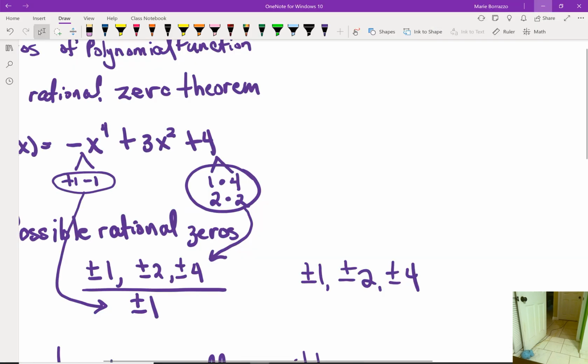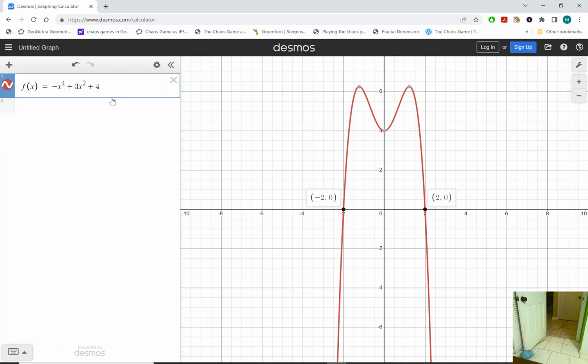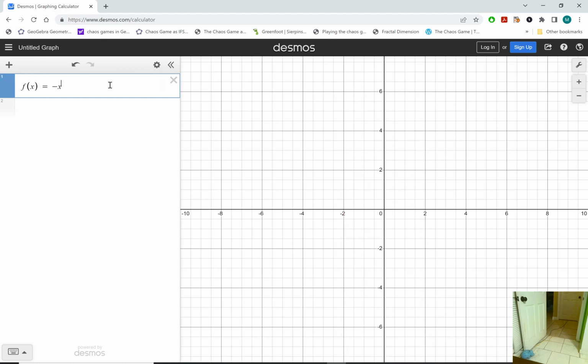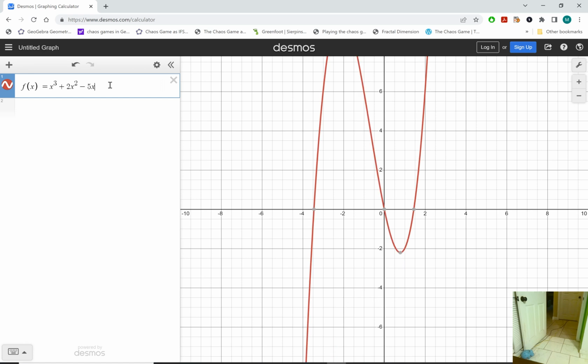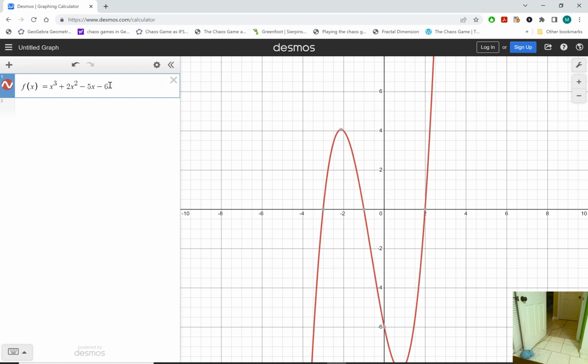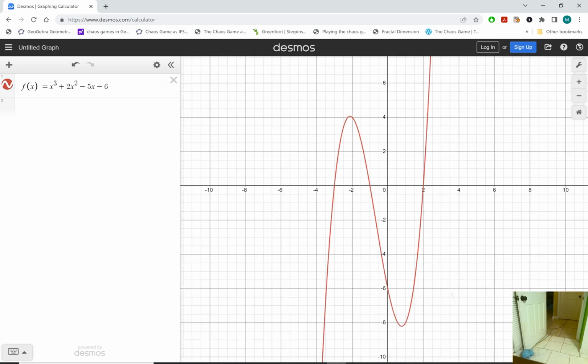If I did the same thing for the prior example, let me go to this one. And let's plug in the one we just did. Our try question, which was positive x raised to the third plus 2x squared, and negative 5x and negative 6. See how we get this diagram?